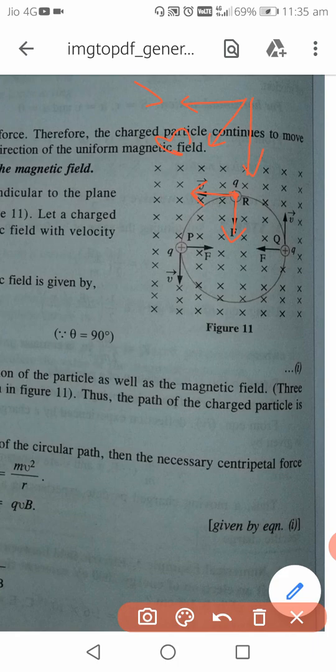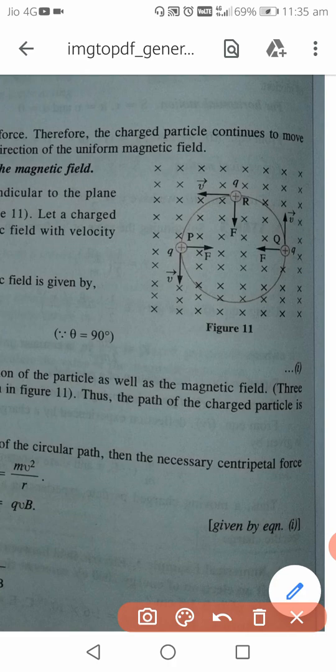Now due to this force, the particle was going like this, but again it will deviate. It goes like this. And as the particle reaches this point, its velocity is this side, B is as usual, so the force will be again this side. So it was going in this direction, and it will again deviate. So ultimately you can see that the particle is moving in a circular path like this.